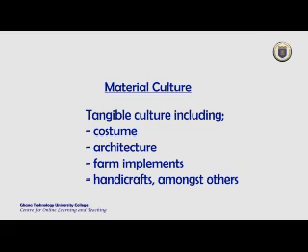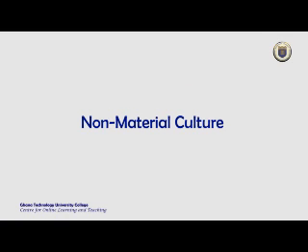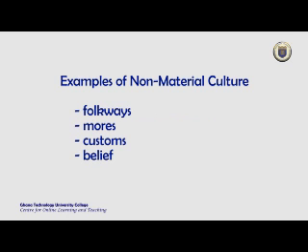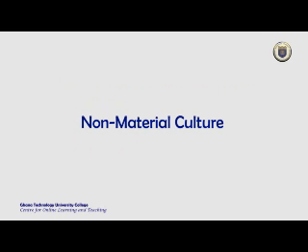What is material and non-material culture? Material culture consists of tangible parts of culture which include costume, architecture, farm implements, handicrafts, and so on. Whilst non-material culture refers to the symbolic or intangible aspect of our culture, such as folkways, mores, though spelled M-O-R-E-S, is pronounced M-O-R-A-Y-S, customs, and beliefs. It also includes abstract ideas, religion, family and marriage, as well as music and language, among others.